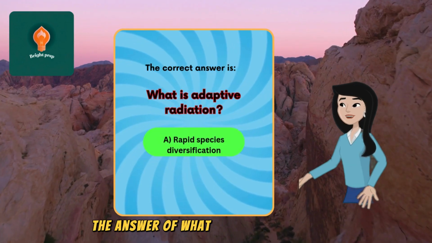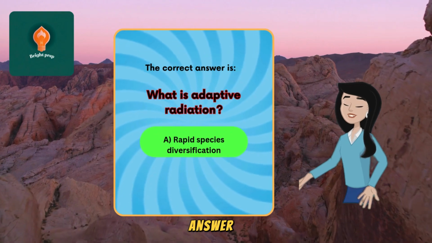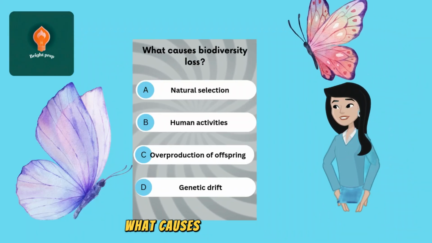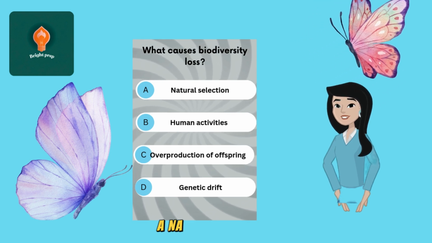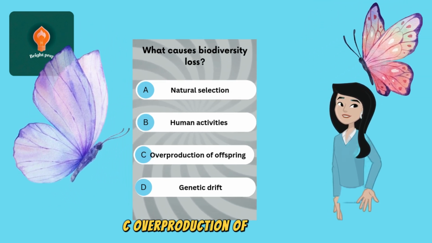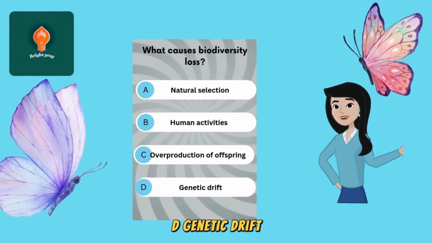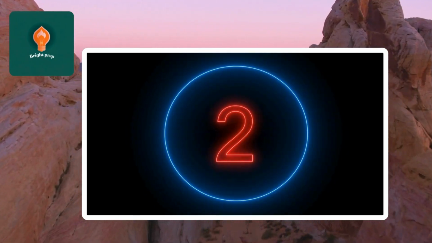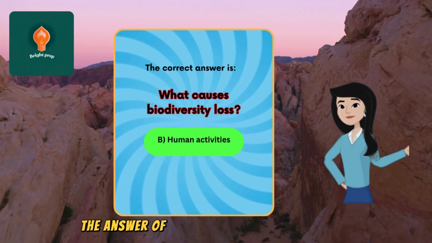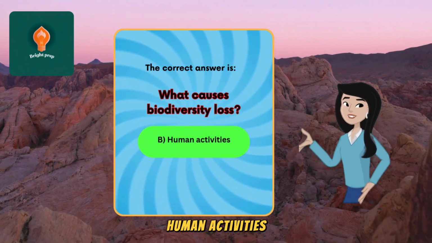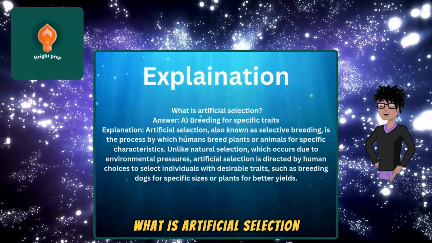The answer of what is adaptive radiation? Answer A. Rapid species diversification. What causes biodiversity loss? A. Natural selection. B. Human activities. C. Overproduction of offspring. D. Genetic drift. The answer of what causes biodiversity loss? Answer B. Human activities. What is artificial selection?